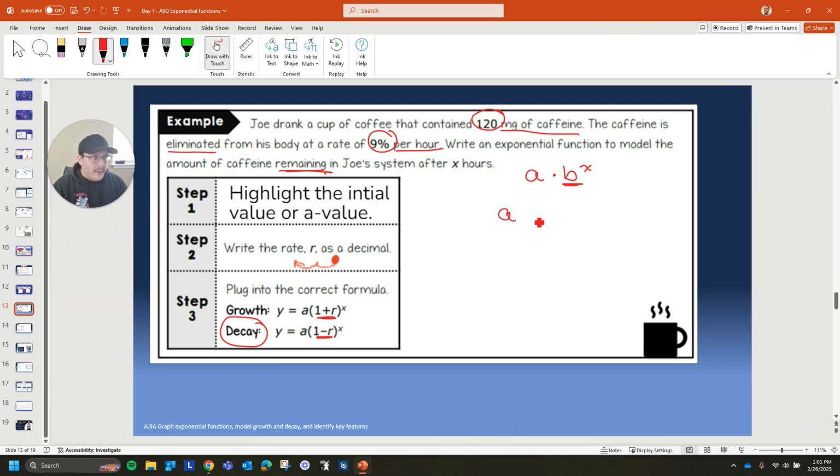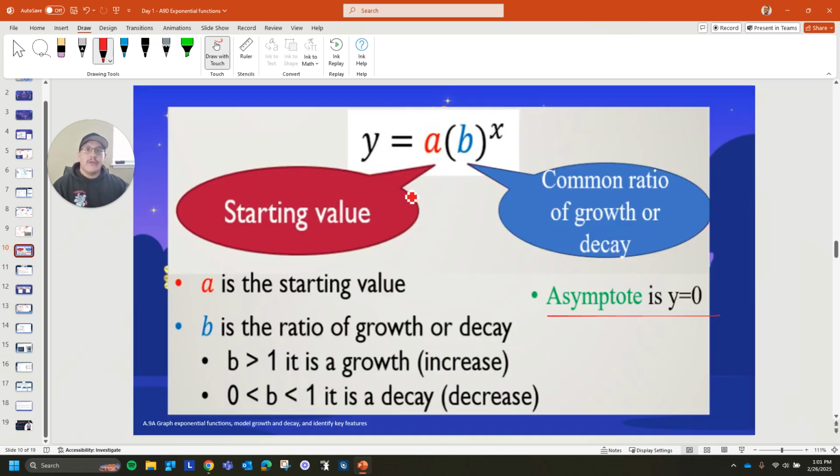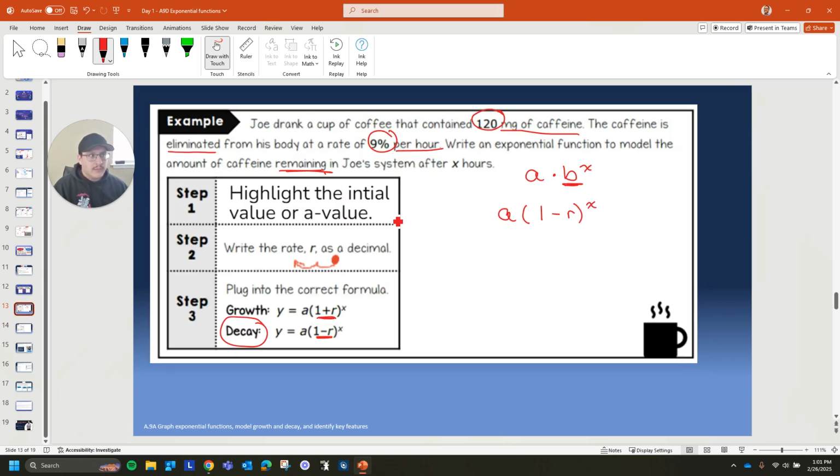So I know that I'm going to use the formula A(1 minus r) to the X power. A, from what we talked about before, is our starting value. How much we have at 0. 0 usually being time or a certain measurement at the start of something. So at the start of this problem, he's going to drink a cup of coffee and he's going to have 120 milligrams at the beginning. Okay, so the initial value is 120 milligrams.